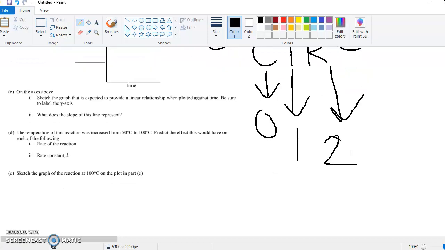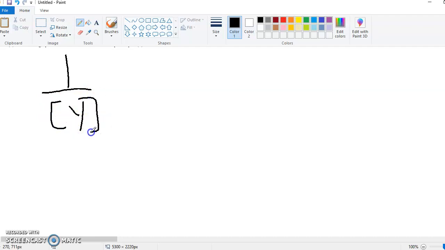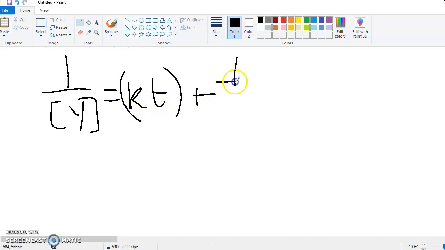All right. So if we go back to our integrated expression, we know that 1 over the concentration of Y is equal to our rate constant times time plus 1 over the concentration of Y at time 0 or the initial. All right, so don't forget, whenever it's second order, my slope is going to be positive.